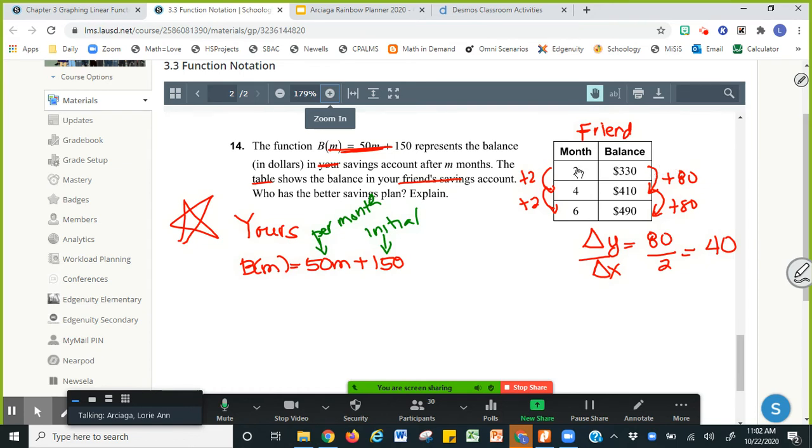Remember, this is the value for 2 months, and this is going up by 2. So then you go to month 0, because 2 minus 2 is 0. Now do the same thing here. What are you going to do? You're going to subtract backwards. You're going to subtract 80 and tell me how much money your friend began with.